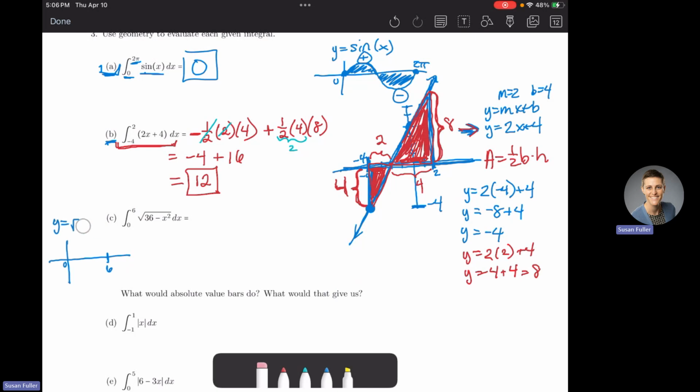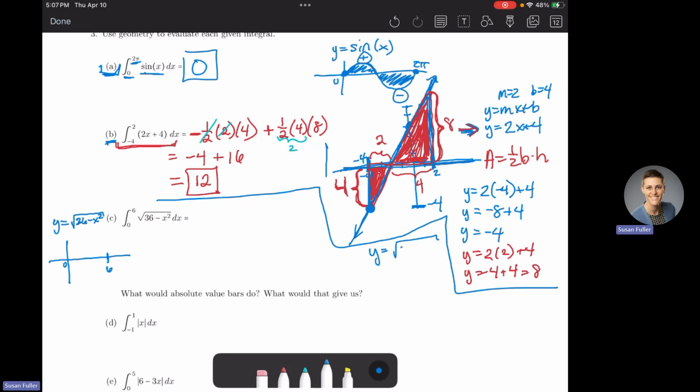What does that look like? It's probably been a while since you've seen something like this. Okay, well, I don't really know what that looks like. So let's think about this a different way. I'm going to kind of work on the side here. And sorry, I've got stuff everywhere. Okay, so y equals the square root of 36 minus x squared.